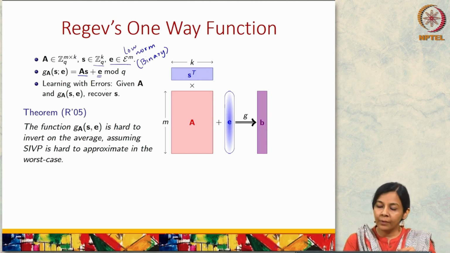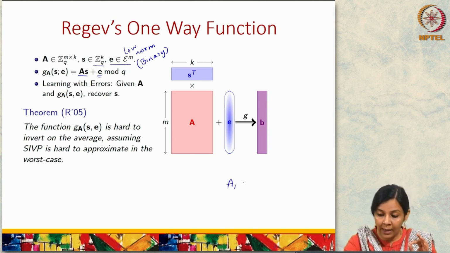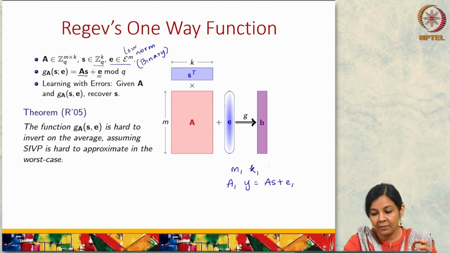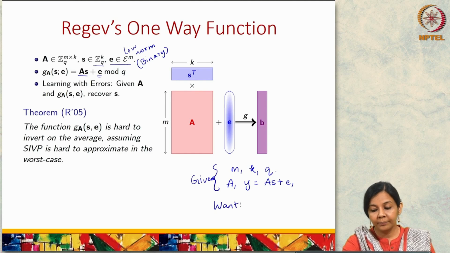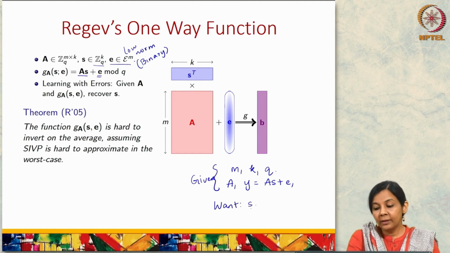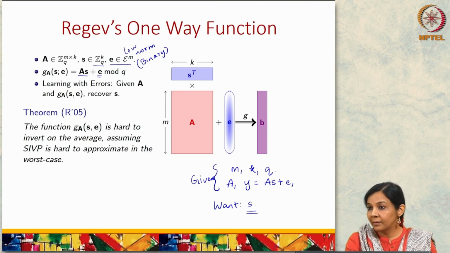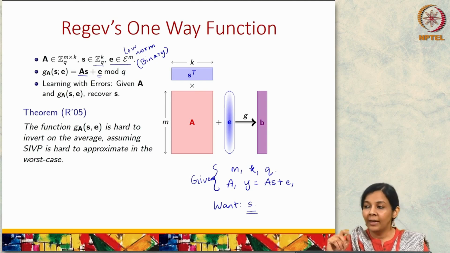So, what is the naive idea for solving this problem? Thing is, I have given you A and I have given you some Y which is AS plus E, and as usual I will give you these dimensions, right, these are given, and what I want is S. So, can anyone suggest algorithms for finding S? So, let us be careful.